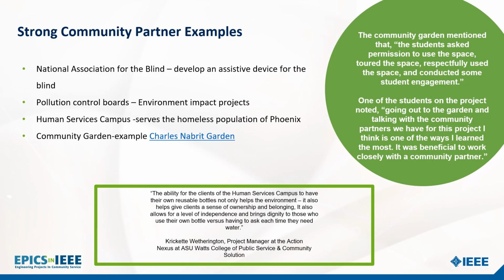Now I'd like to share with you some strong community partner examples. The first example is the National Association for the Blind. We had a team that worked hand in hand with this organization to develop an assistive device for the blind. They were able to do testing and talk with blind students throughout the process to make sure that the product met their needs. Pollution control boards are a great opportunity for environmental impact projects.